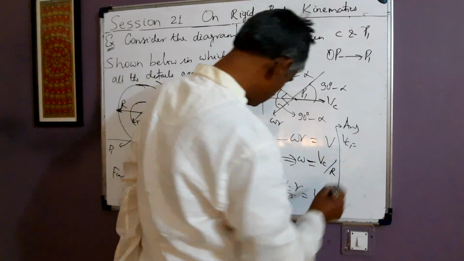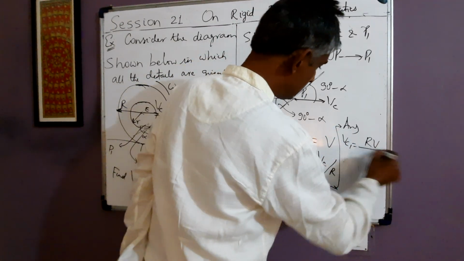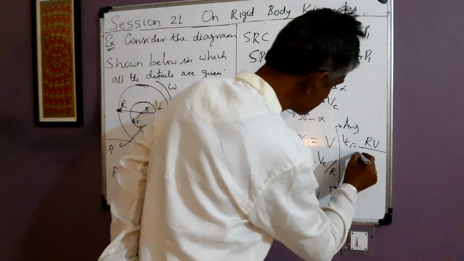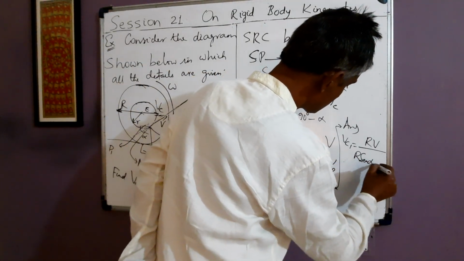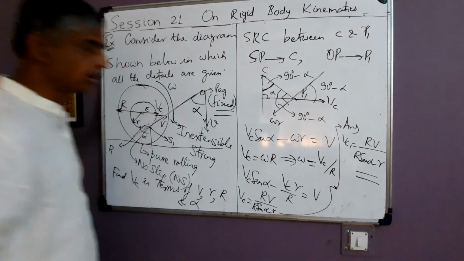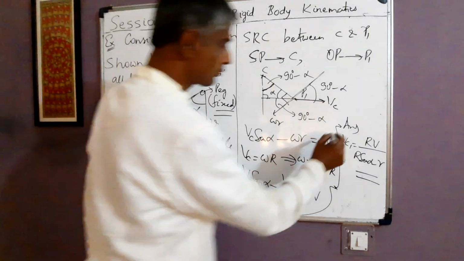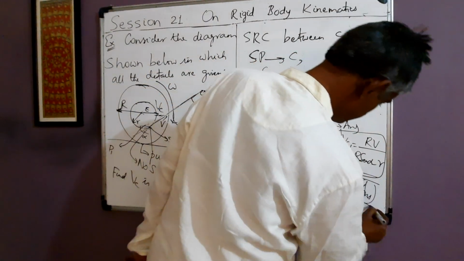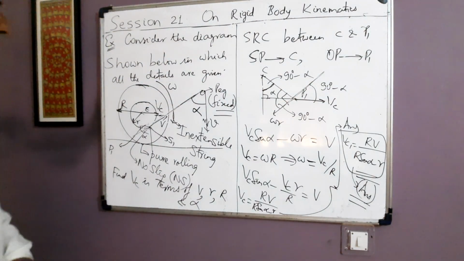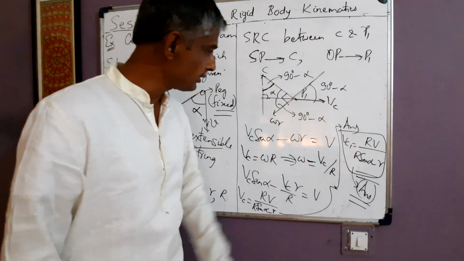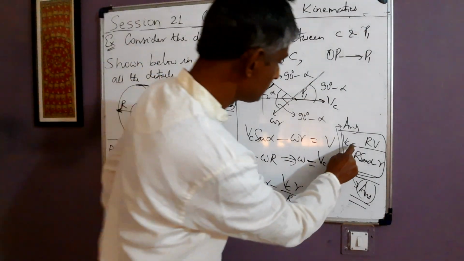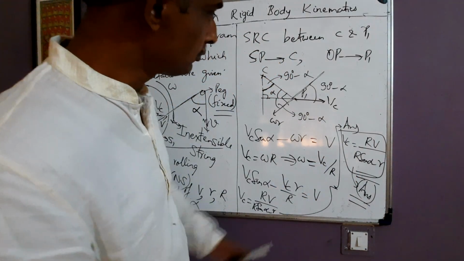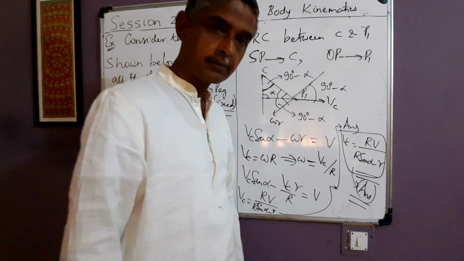So Vc becomes Rv by (r sin alpha minus small r). Okay. This is the required value of Vc, and this is therefore the required answer. So velocity of center C of the double cylinder at this instant will be Vc equal to Rv by (r sin alpha minus small r).